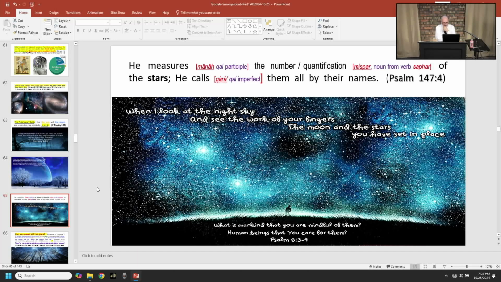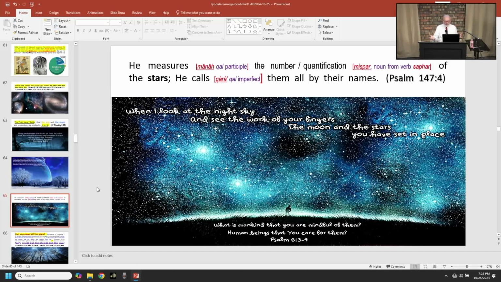Well, that's a really interesting verse, because the word for measure, mana, has the idea of it continues. He's continuing to measure not just how many stars are out there, but all of their quantifiable characteristics. That is, what their temperature is, what the radius is from the center of the star to the outside. So the size of the star, the temperature of the star, the color of the star, the speed of the star in motion, anything that could be quantified with a number.